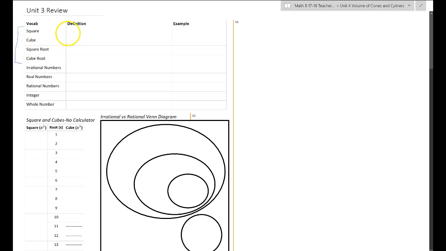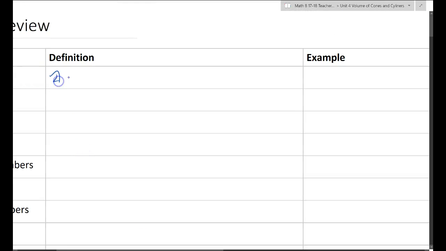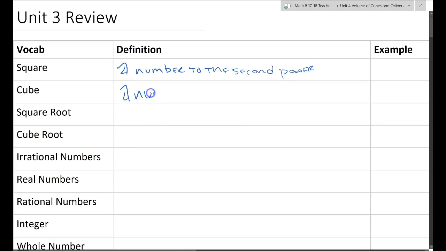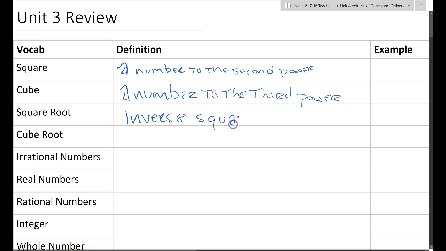Hopefully you already have all of these things, but just as a quick reminder, a square is a number to the second power. A cube is a number to the third power. Square root is the inverse of a square, and cube root is the inverse of cube.